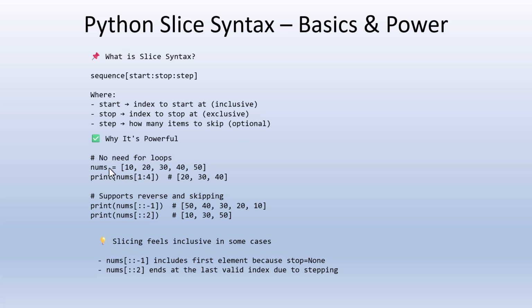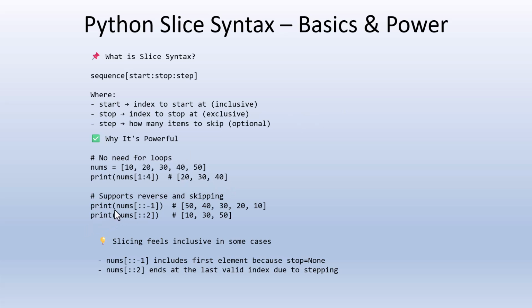So why is it powerful? No need for loops. nums is a Pythonic list, which has these elements 10, 20, 30, 40, 50. And if you print nums[1:4], it will print out 20, 30, 40. How and why? Because the first index is 1, which is 20, and it goes to index 4, which is 50, but the last index is exclusive. So it will print out 20, 30, 40.